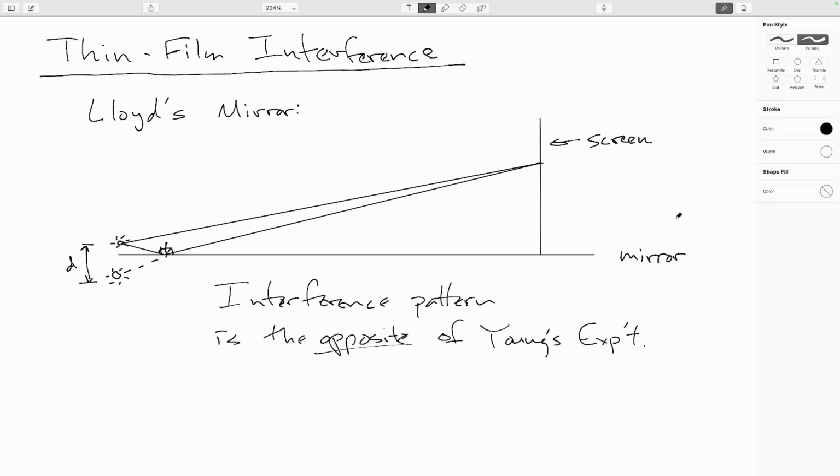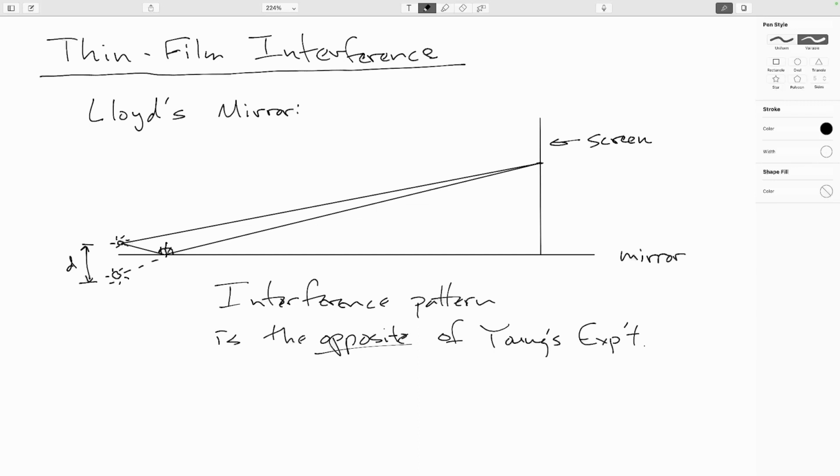So as a pause and ponder moment here for you, I want you to think about what this means about what's happening with the light that's bouncing off the mirror. So go ahead and pause the video for a moment and then get back with me on that.